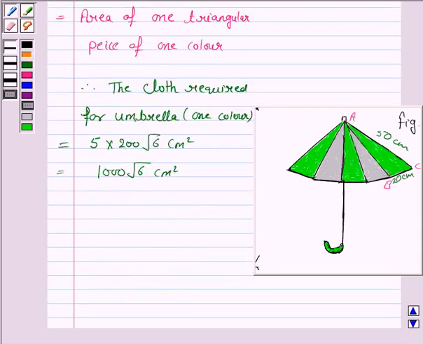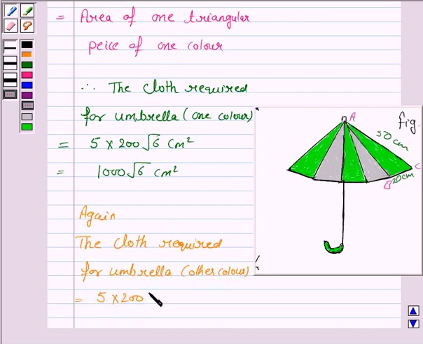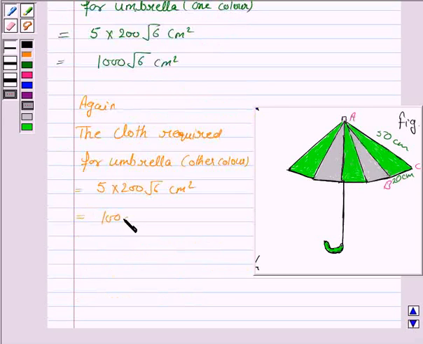Now again, there are 5 triangular pieces of the other color, therefore the cloth required for the umbrella of the other color is equal to 5 into 200 into root 6 centimeter square, which is equal to 1000 root 6 centimeter square.